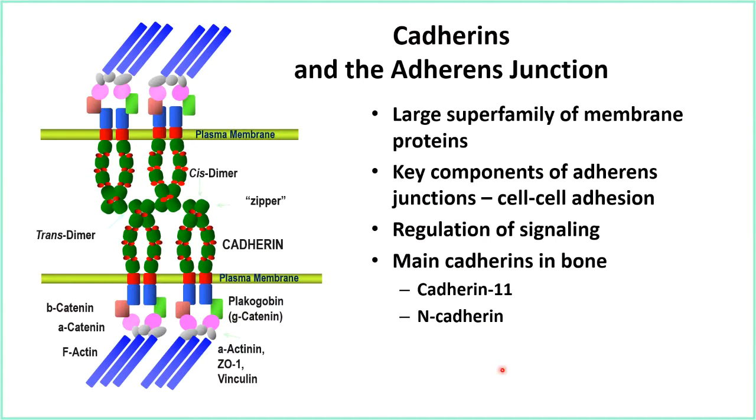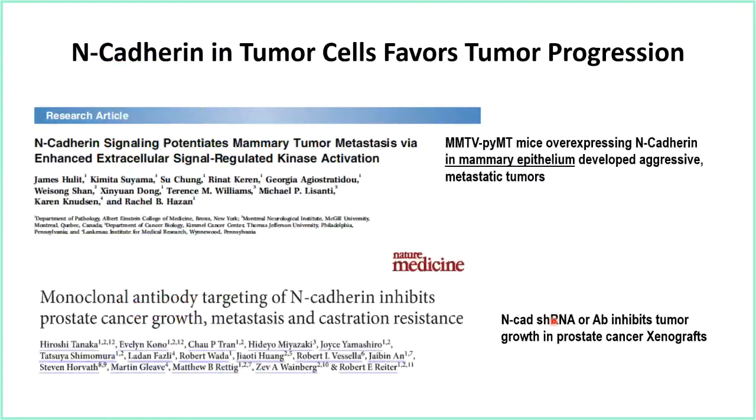Important is that the main cadherins in bone are cadherin 11 and N-cadherin. And N-cadherin has attracted the interest of oncologists in the past because it is also important for the phenomenon called mesenchymal to epithelial transition, which is relevant to cancer progression.